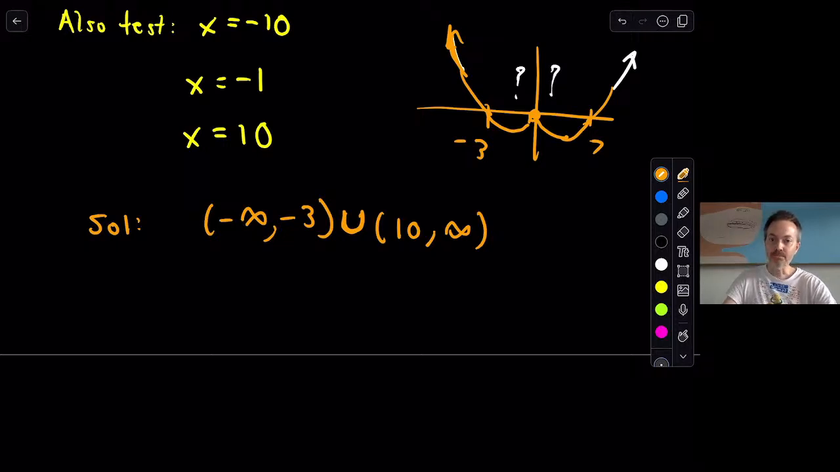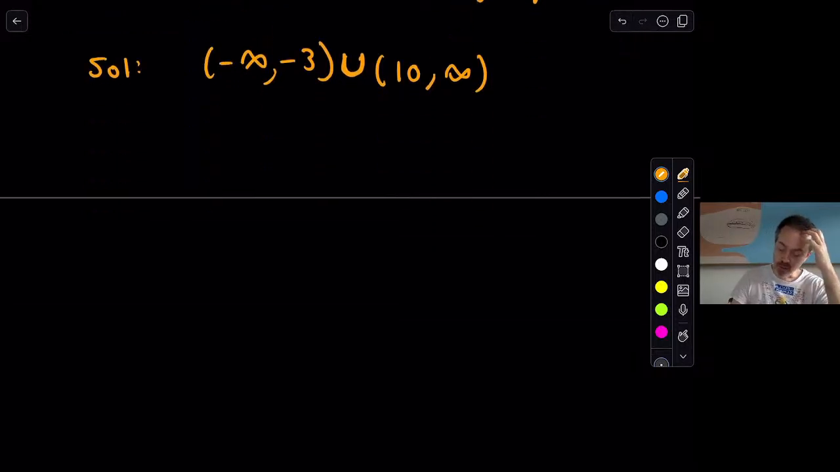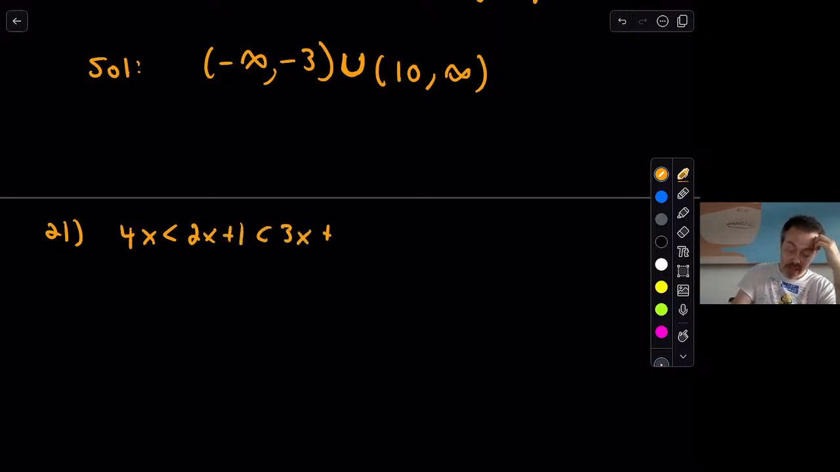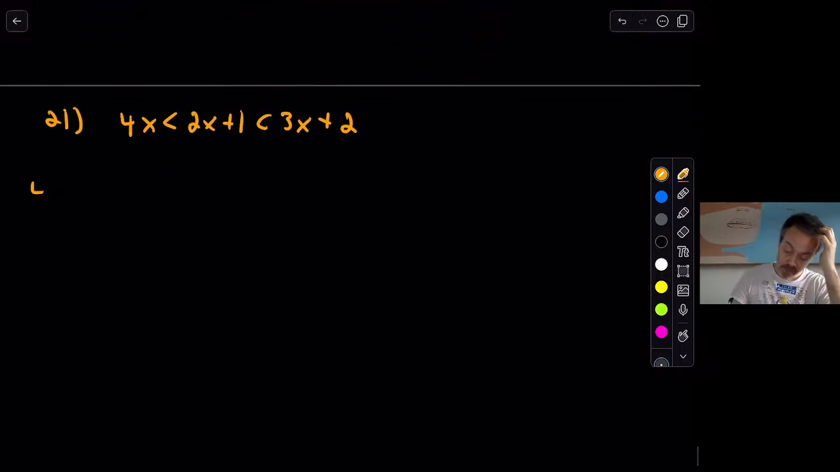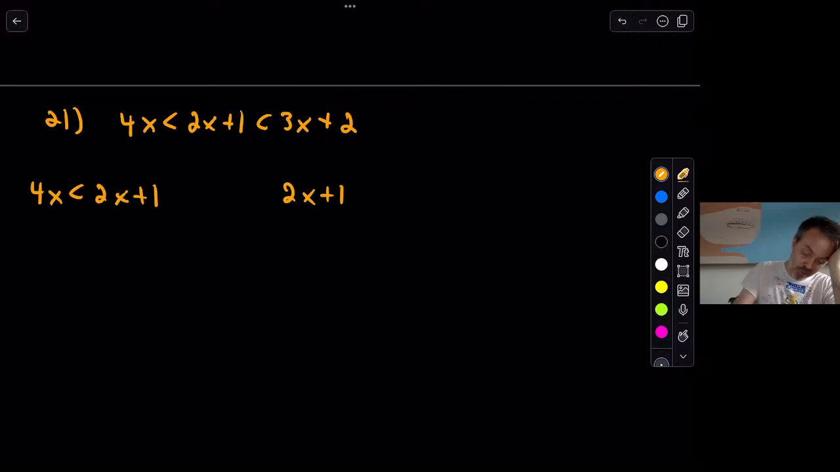Okie dokie. 21's quite simple because it's just a couple different linear inequalities. And we would solve this, again, much like the linear equation that we did yesterday. So I'm going to have 4x is greater than 2x plus 1. And then I'm going to take 2x plus 1 is less than 3x plus 2. And, okay, these are both linear. Let's just solve them. Nothing crazy.